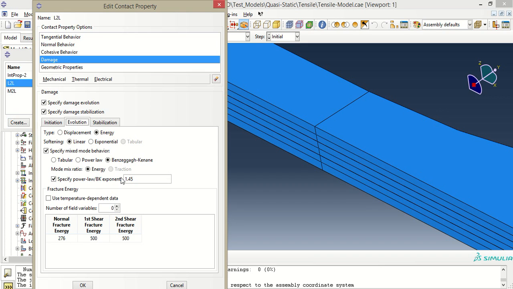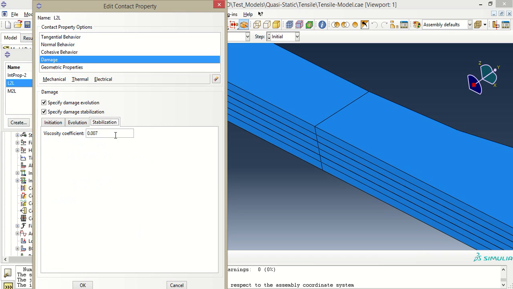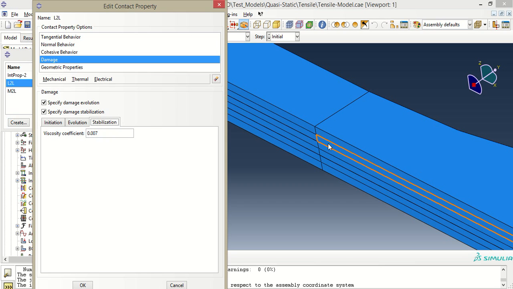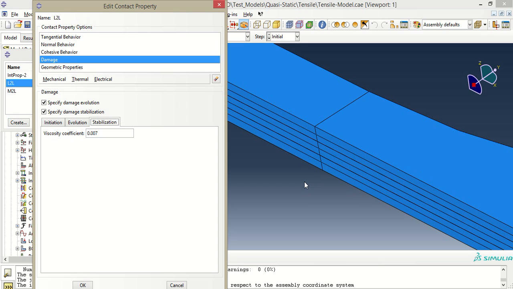An appropriate power law exponent can be taken. This is available in literature. Again, a viscosity or stability or damping parameter is given here, so that during contact there is no element failure or node to node penetration between the two, just to provide some stability to the system.